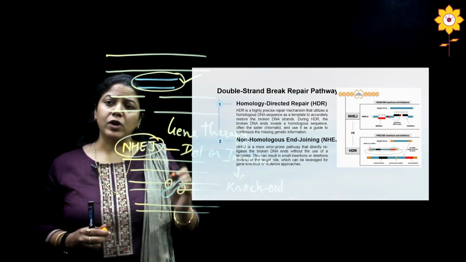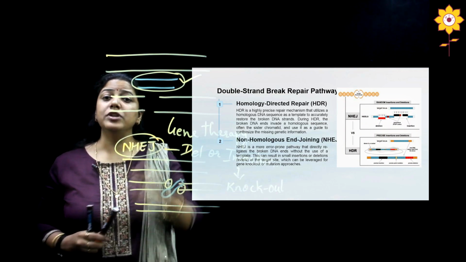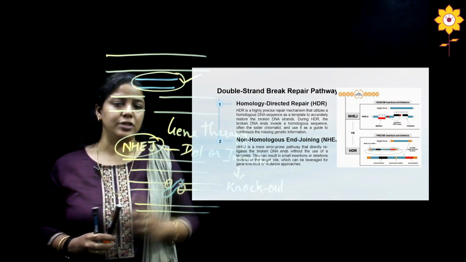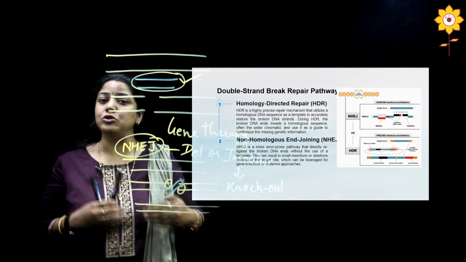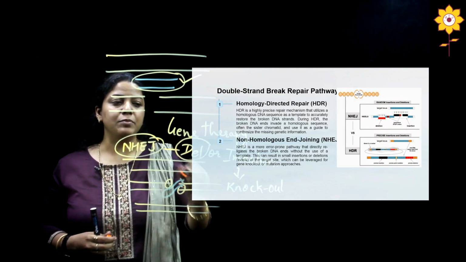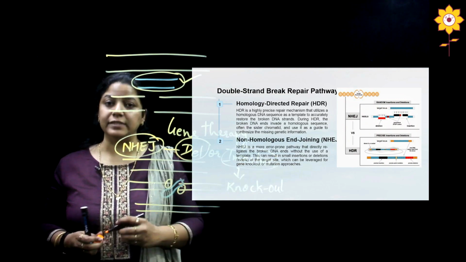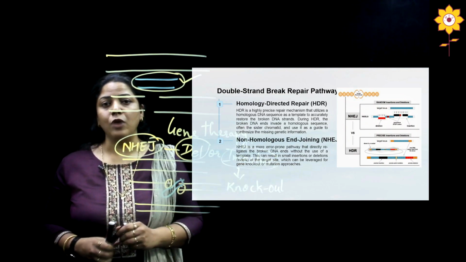So in this case, what can happen is that the original sequence is a functional gene, and that functional gene we are trying to disrupt by introducing some kind of deletions or insertions. So we disrupt that gene and cause a knockout gene.